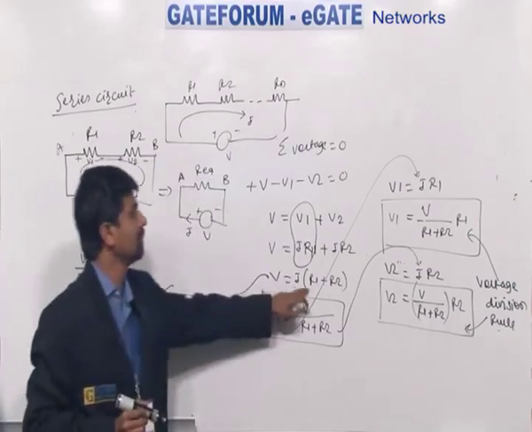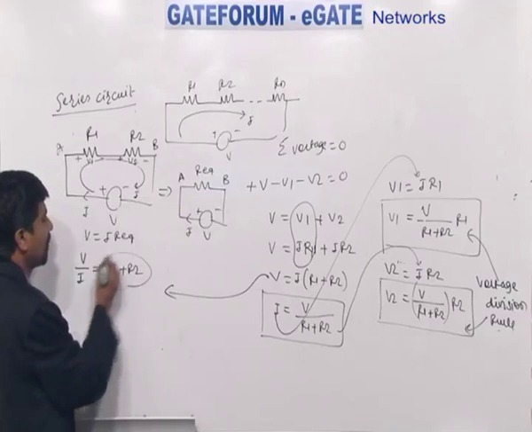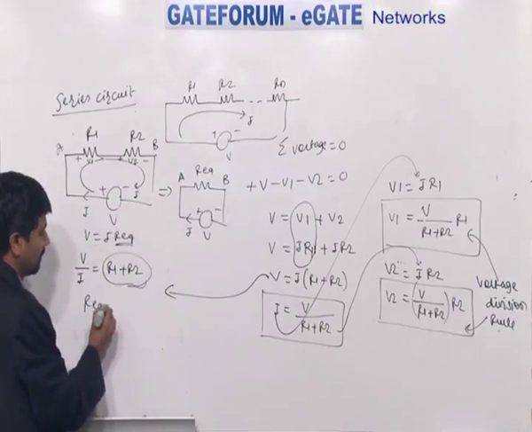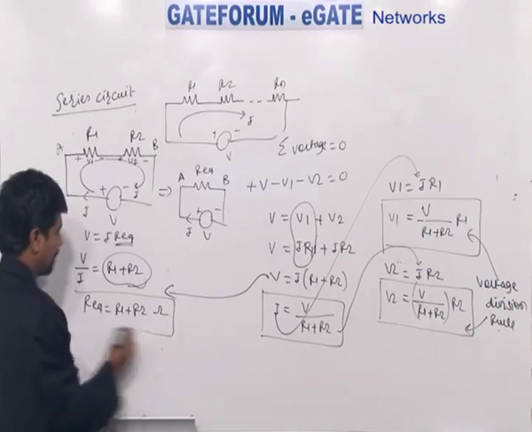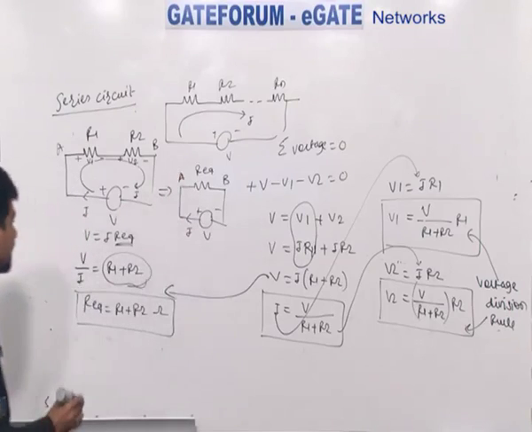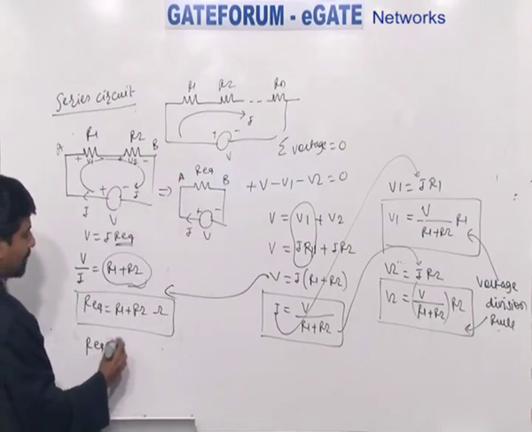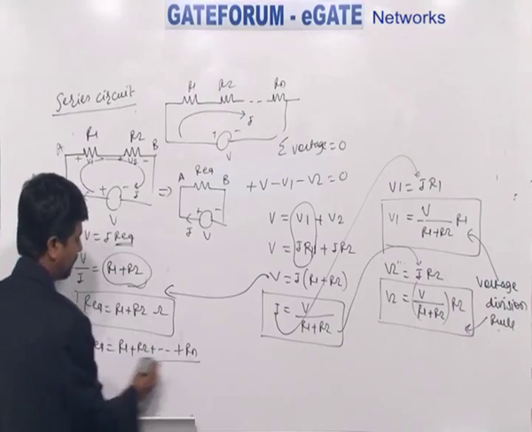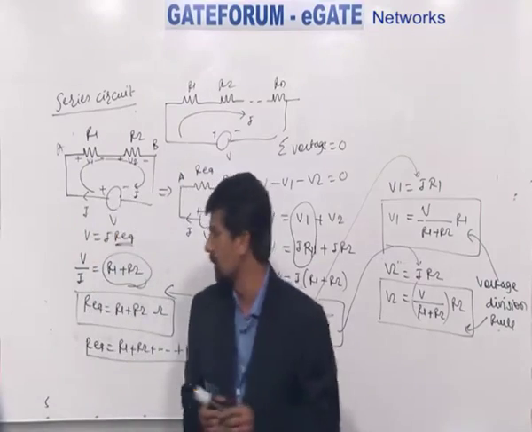V upon I is nothing but R1 plus R2. But what is R1 plus R2? This is V upon I, which is R equivalent. R1 plus R2 ohm. This is the equivalent resistance of the series circuit. So whenever n number of resistors are connected in series, I can say that equivalent resistance is equal to R1 plus R2 plus up to Rn. So that is addition of the individual resistor values.